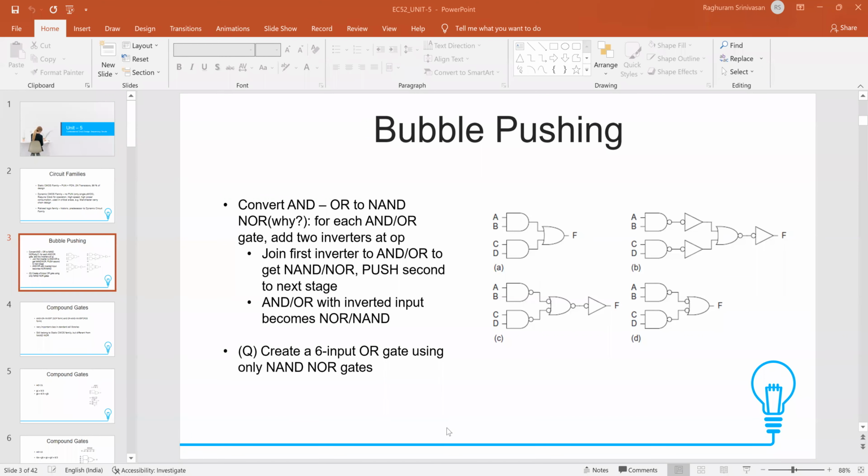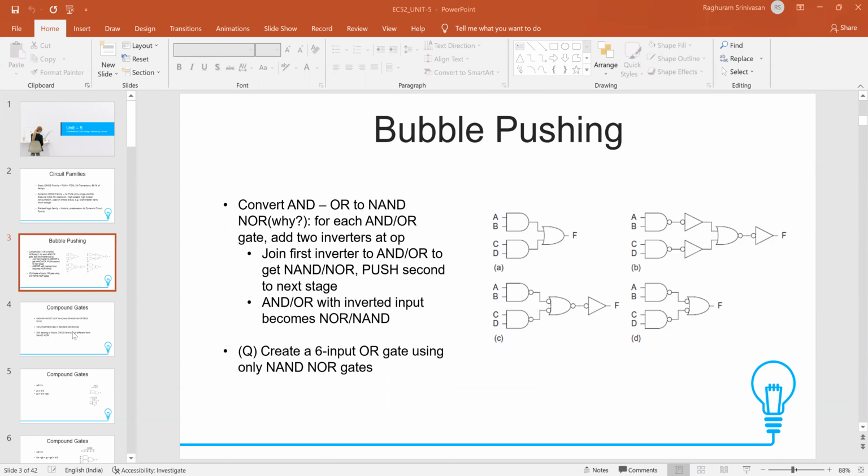In this example, clearly we can do it, because when we push the inverter to the next stage, we have inverted inputs coming to the OR gate, which in terms of De Morgan's law is nothing but a NAND gate. So that is the idea behind this method of bubble pushing. Wherever you have an AND gate or OR gate, add two inverters, and one you add to the AND or OR gate itself to make it NAND or NOR, and you continue with the other one and try to convert that into some other NAND or NOR gate. This is the simple idea behind bubble pushing, and you can try some examples also.